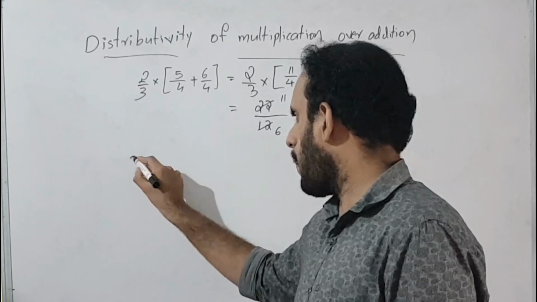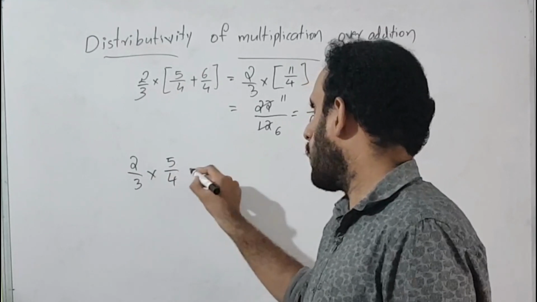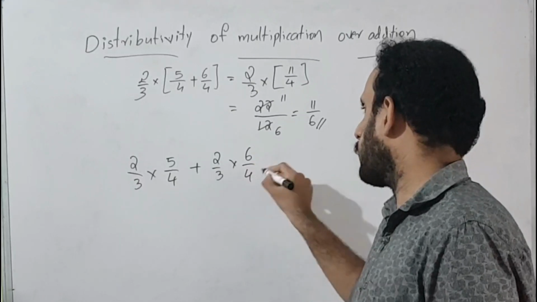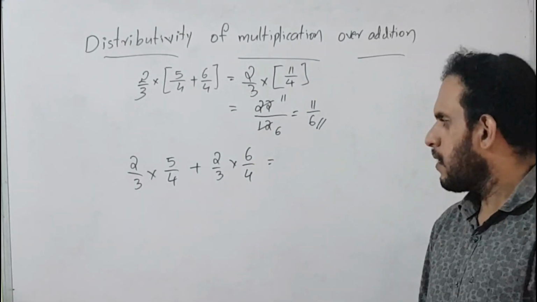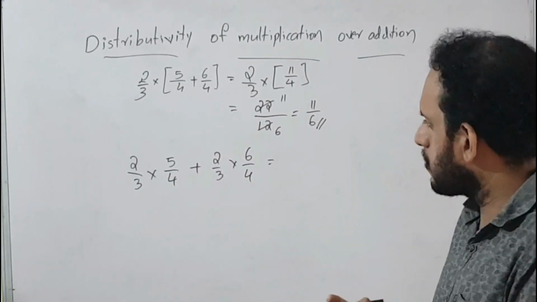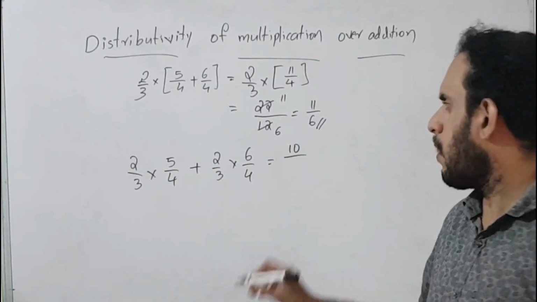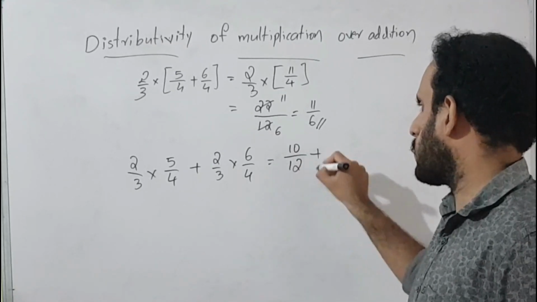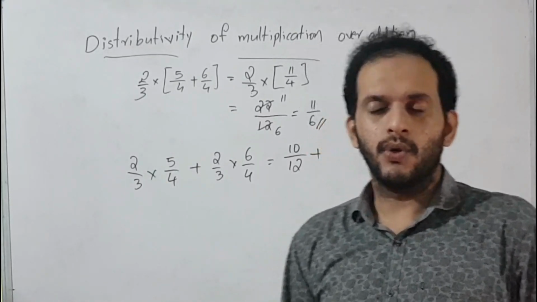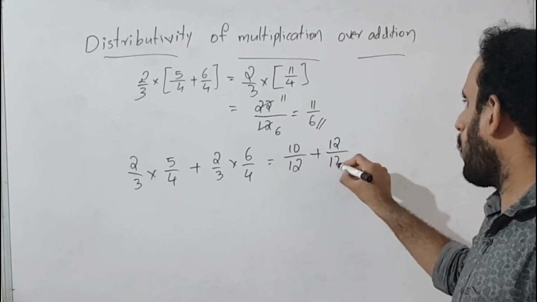Next we distribute the number like this: 2 by 3 into 5 by 4 plus 2 by 3 into 6 by 4. What do we get as the answer? We multiply first 2 by 3 and 5 by 4: 2 into 5 is 10, 3 into 4 is 12, so 10 by 12, plus 2 by 3 into 6 by 4, which is 12 by 12.